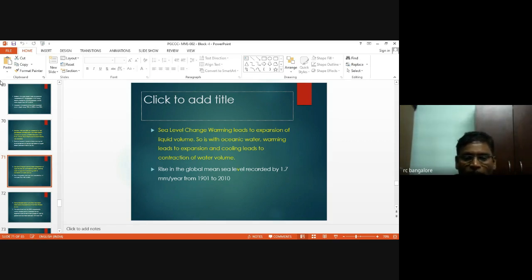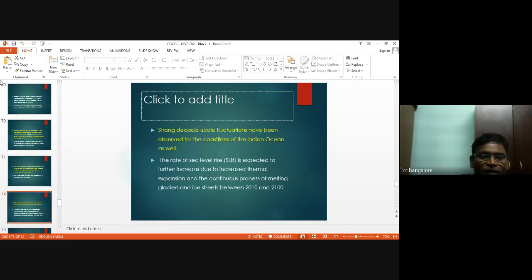The rise in the global mean sea level was recorded at 1.7 millimeters per year from 1901 to 2010. By this much, the sea level increased. Strong decade-scale fluctuations have been observed for the coastline of the Indian Ocean as well. The rate of sea level rise is expected to increase further due to increased thermal expansion and the continuous melting of glaciers and ice sheets between 2010 and 2100.